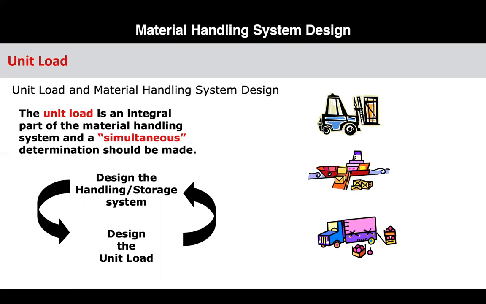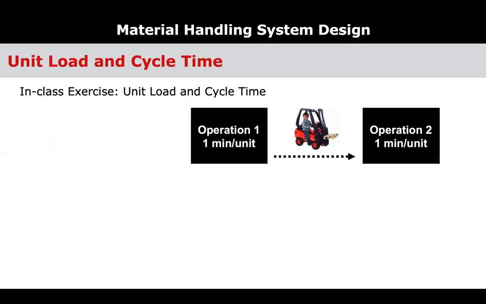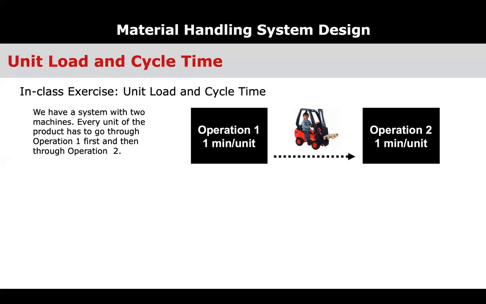So one of the last little things to cover here is you're going to go through a little exercise to actually calculate the unit load and cycle time. So the situation we have here is a system with 2 machines, operation 1 and operation 2. Each unit of the product must go through operation 1 first, and then it goes through operation 2. And it has to be moved between operation 1 and 2.